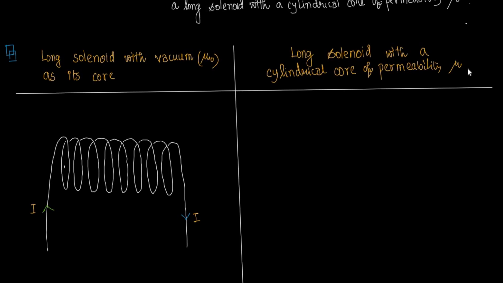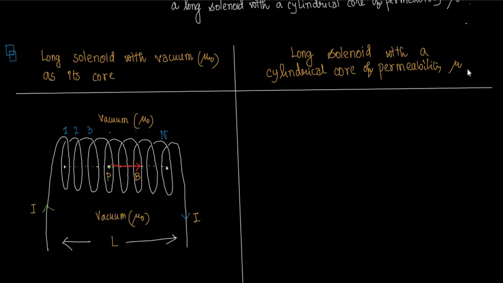An electric current I is sent through the solenoid, and current is flowing through each turn in this way. We consider a point P. At the point P, magnetic field induction B is acting towards the right, and vacuum is the surrounding medium having permeability mu 0. L is the length of the solenoid.